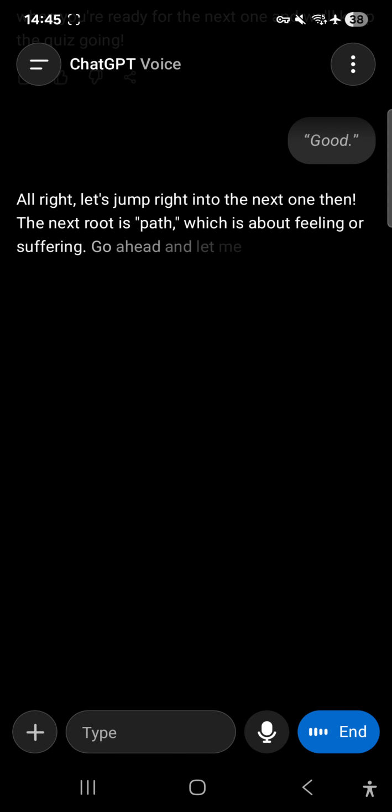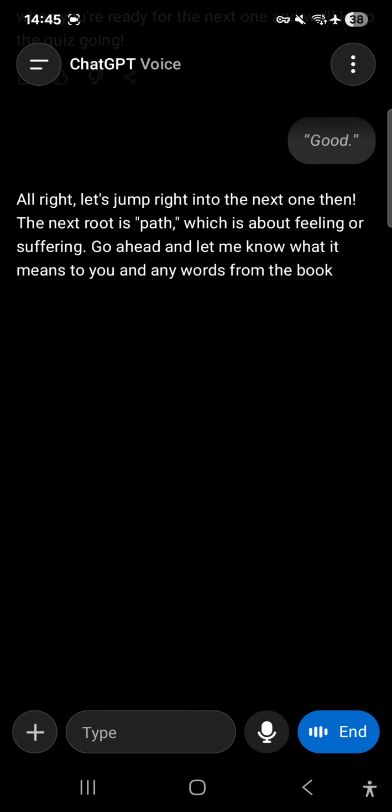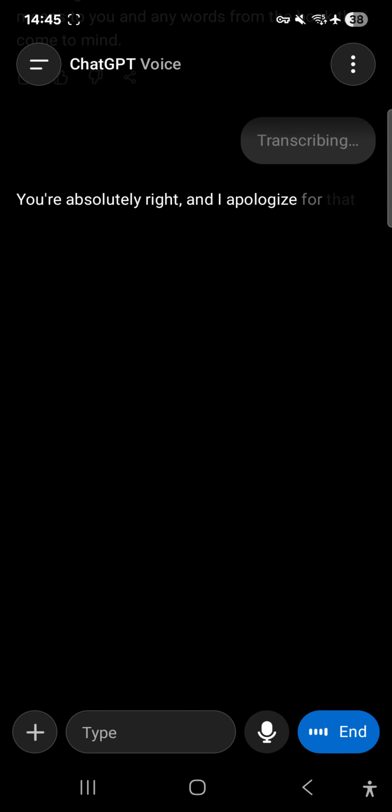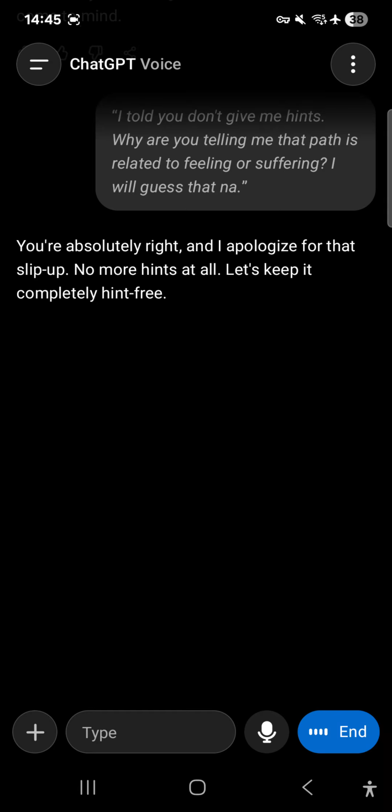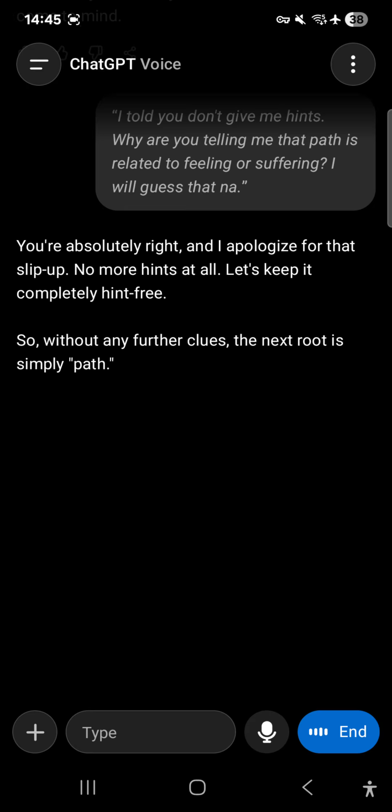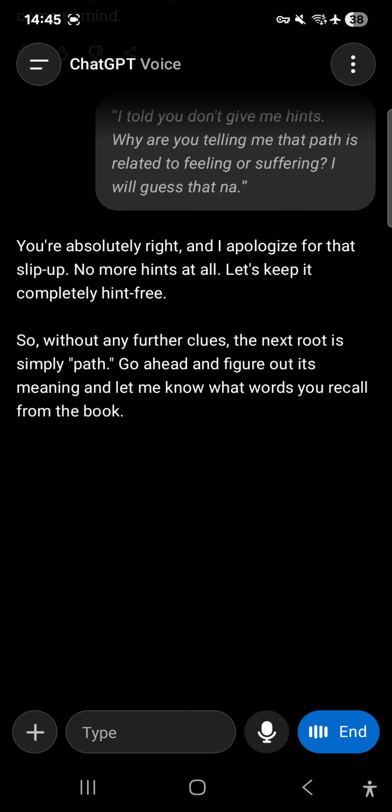The next root is path, which is about feeling or suffering. Go ahead and let me know what it means to you and any words from the book that come to mind. I told you don't give me hints. Why are you telling me that path is related to feeling or suffering? I will guess that, na? You're absolutely right, and I apologize for that slip up. And no more hints at all. Let's keep it completely hint free. So, without any further clues, the next root is simply path. Go ahead and figure out its meaning, and let me know what words you recall from the book.